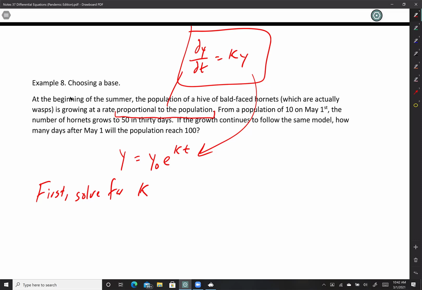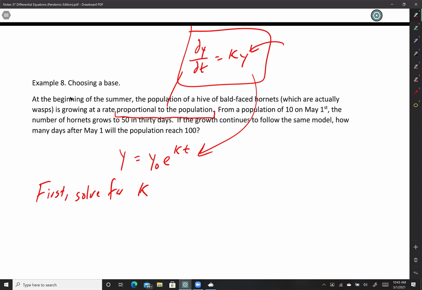Yes, dy/dt means that the rate of change, or the rate of growth, is proportional to how much you have. The population is y, and k is just some constant that tells you how fast it's growing. Does that make sense? Okay. From a population of 10 on May 1st, the number of hornets grows to 50 in 30 days. If the growth continues to follow the same model, how many days after May 1st will the population reach 100?